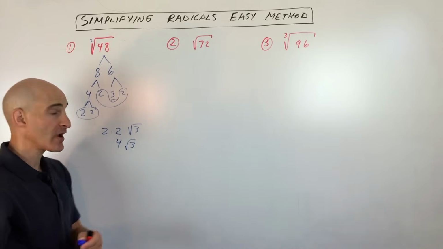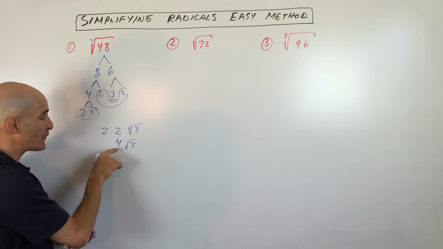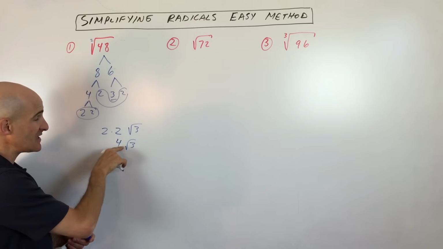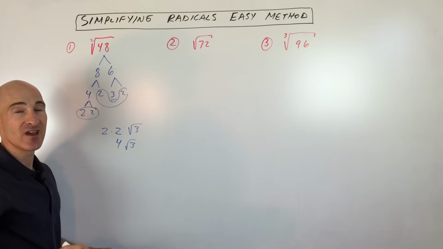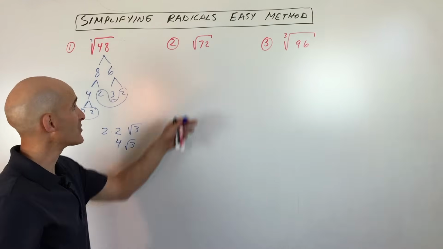Now if you want to check your answer, you just take this number on the outside, 4, you square it, that's 16, multiply by what's on the inside, 3, and you get back the original 48. Okay, so let's take a look at another example.